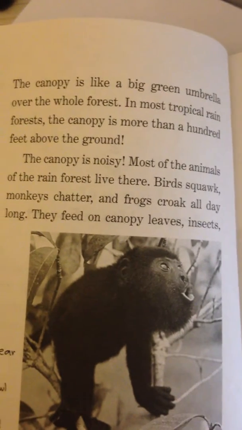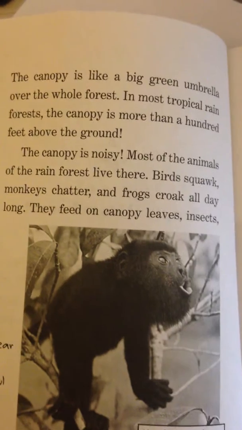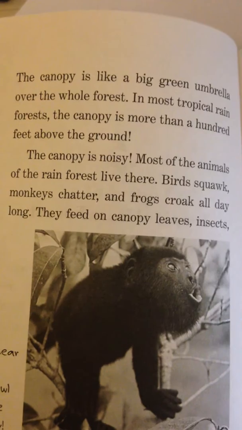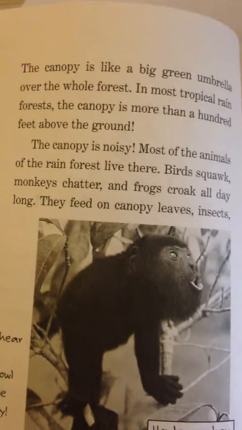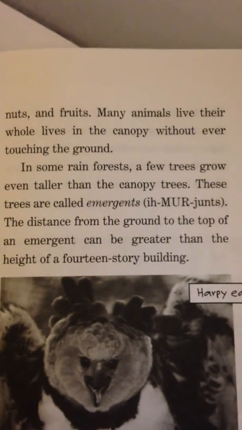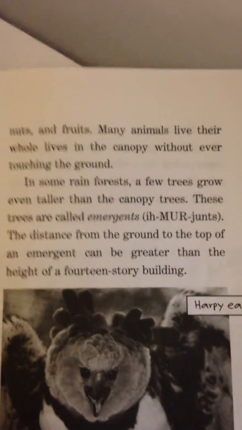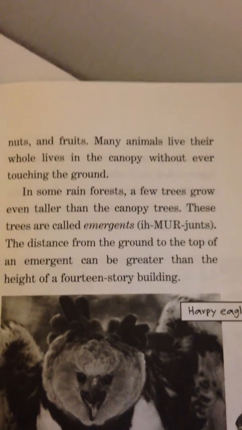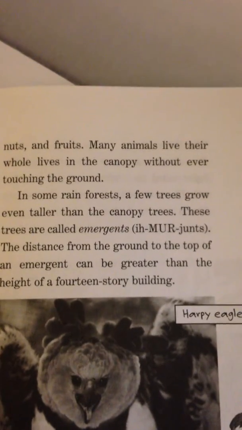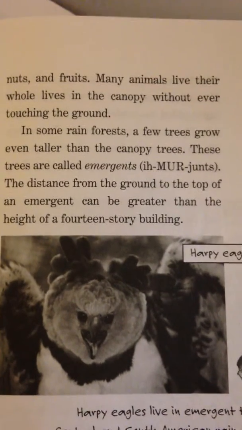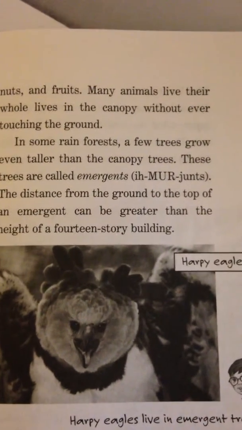The canopy is noisy. Most of the animals of the rainforest live there. Birds squawk, monkeys chatter, and frogs croak all day long. They feed on canopy leaves, insects, nuts, and fruits. Many animals live their whole lives in the canopy without ever touching the ground. In some rainforests, a few trees grow even taller than the canopy trees. These trees are called emergents. The distance from the ground to the top of an emergent can be greater than the height of a 14-story building. Let's take a look over here at the picture on this page.